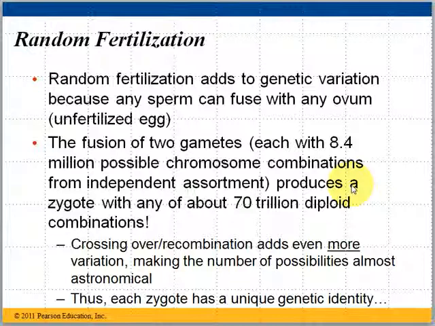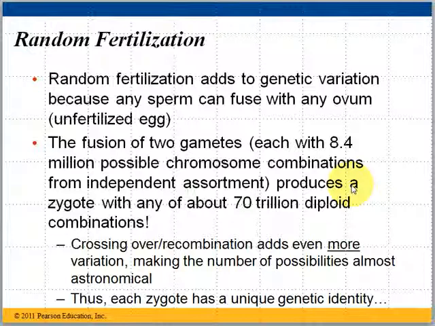So think about the numbers involved here. When you create a zygote, you have the fusion of two gametes. Each of those gametes had about 8.4 million possible chromosome combinations from independent assortment, and they produce a zygote that has about 70 trillion possible diploid combinations. And then you throw in crossing over, the whole recombination process, that adds even more possibilities. So at that point, the number of genetic variations is astronomical. It would take a lot of zeros, let's put it that way.